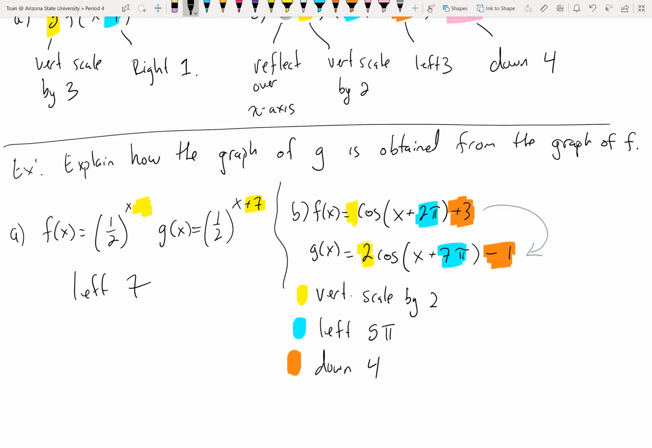Trying to go through the whole logic, because this is notes after all. Yeah, that's it. That's all you have to write. To get the G graph, you start with the F graph, scale it vertically by 2, shift it left 5, and down 4. Easy peasy? Left by 5 pi, yes, thank you.